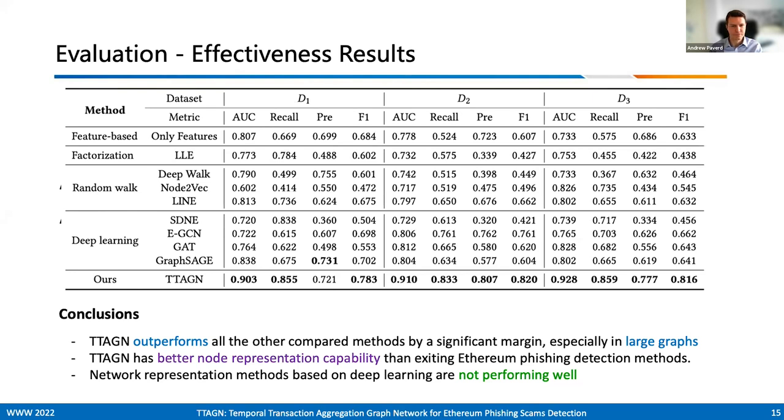Network representation methods based on deep learning are our strong opponents. However, they are also not performing well. On dataset 3, our four evaluation metrics are nearly 10% higher than them.